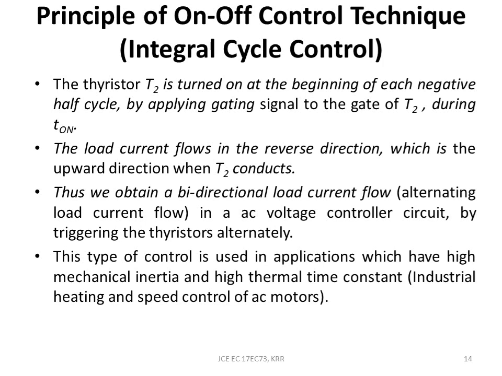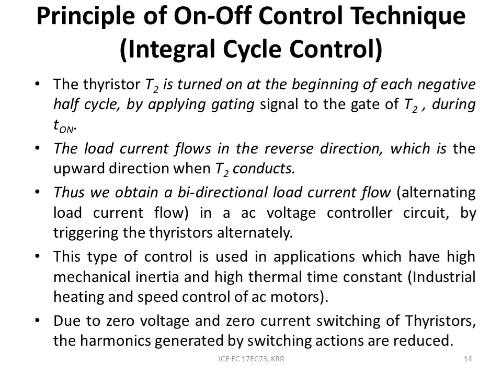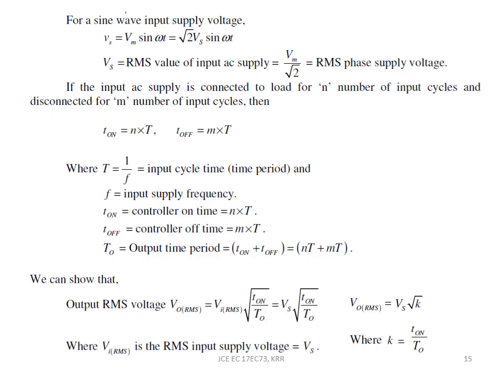This type of control is used in applications which have high mechanical inertia and high thermal time constant, such as industrial heating and speed control of AC motors. Due to zero voltage and zero current switching of thyristors, the harmonics generated by switching actions are reduced. So that is the advantage of switching on at zero voltage, but ideally it cannot be at zero voltage. The thyristor has to be forward biased with a certain amount of forward voltage.